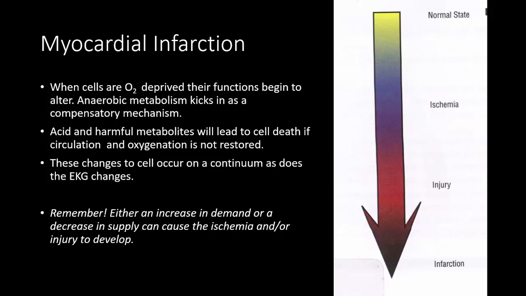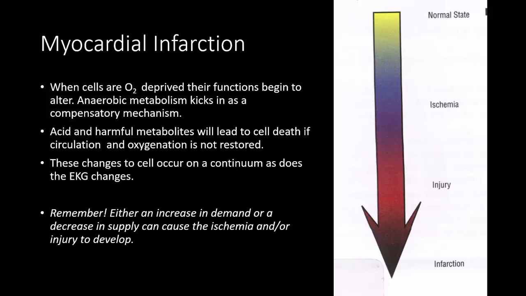Very important, cells need oxygen. In the case of MI, especially in the case of MI with coronary occlusion, the cells are deprived of O2, and their functioning begins to alter. We know that we go from aerobic metabolism to anaerobic metabolism because we're still trying to create energy, but the effects of anaerobic metabolism create acid and whole metabolites. This is going to lead to cell death, and this is one of the big reasons why you start to have chest pain. Oxygenation is not restored until flow gets back to these areas.